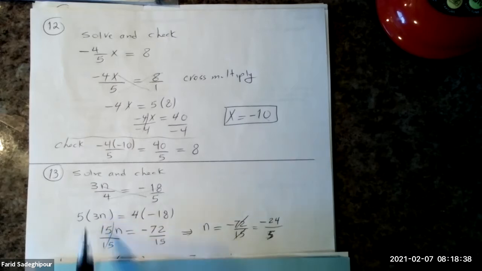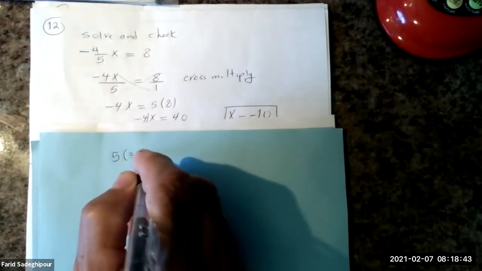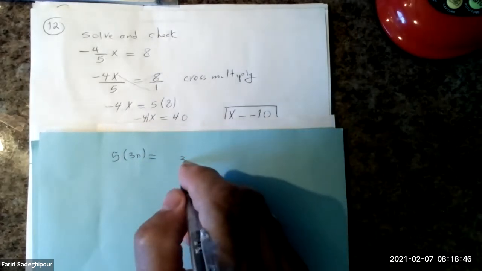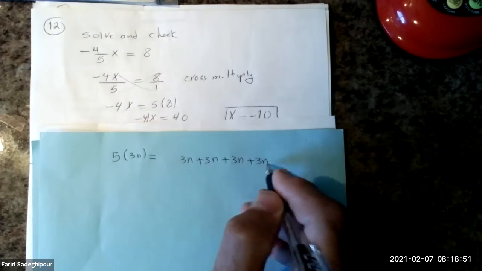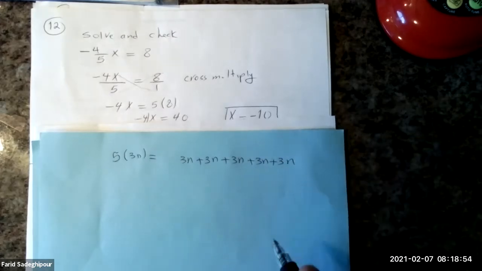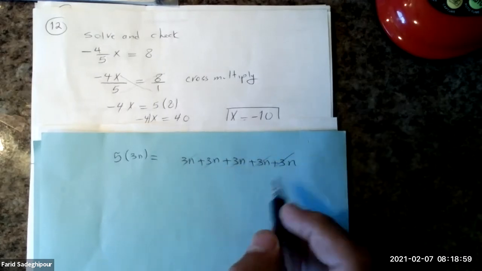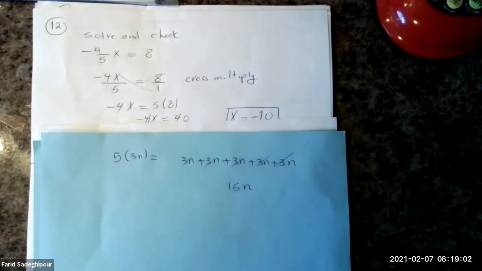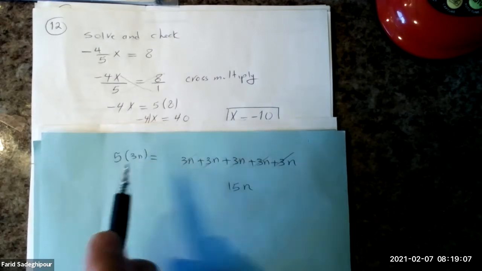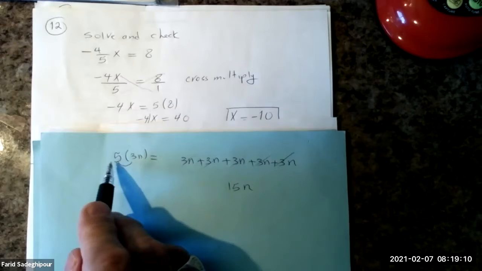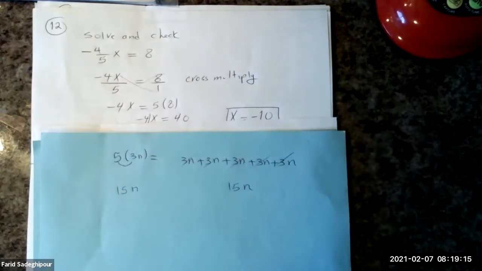Here, 5 times 3n. What does 5 times 3n mean? It means 3n, you add 3n to itself 5 times. And how many is it? 3, 6, 9, 12, 15n. So when you're multiplying a number by a number combined with a variable, you just multiply the numbers separately. So 5 times 3 is 15, and n is just sitting next to it.